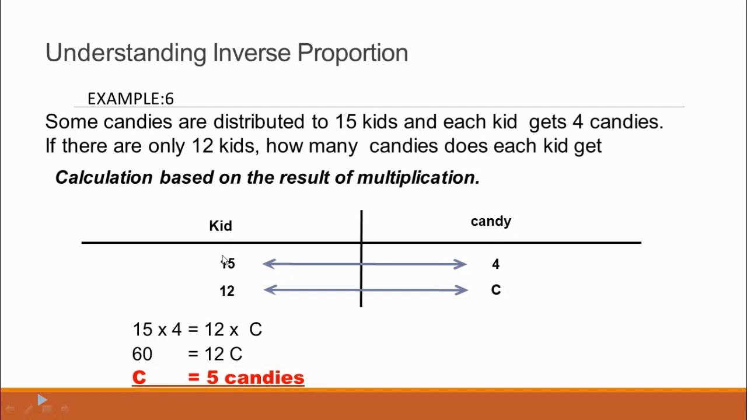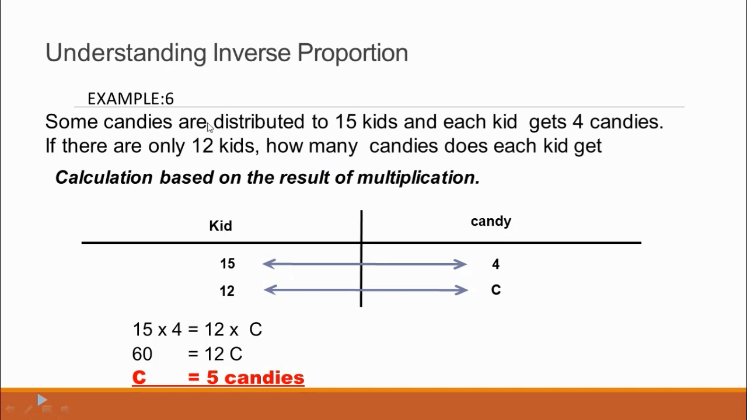In the second sentence, we have 12 kids. So write 15 and 12 in the first column, the first quantity. Now in the second column, the second quantity is 4 candies and how many candies is unknown. So write 4 and the unknown. Suppose the unknown candy is represented by C.